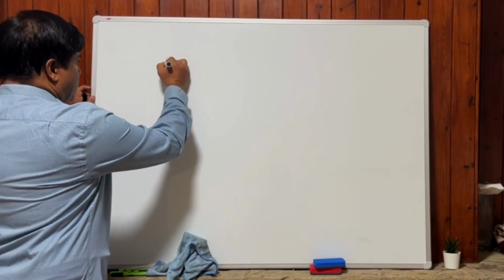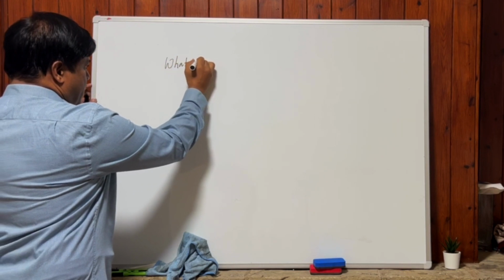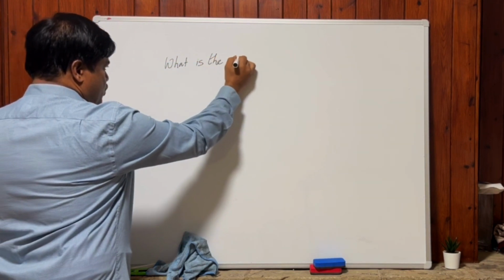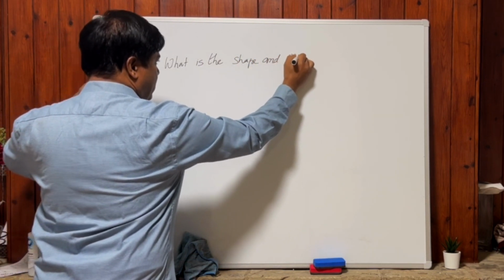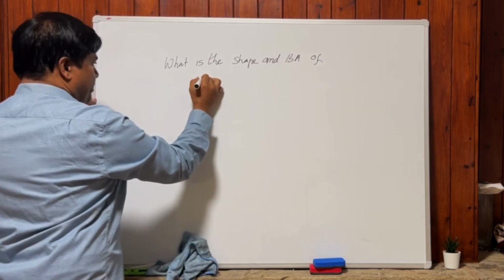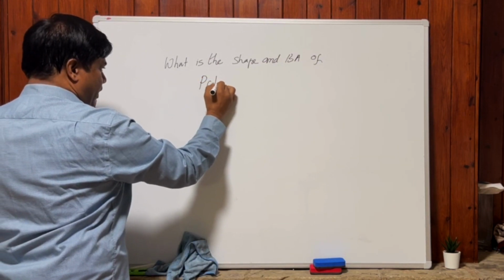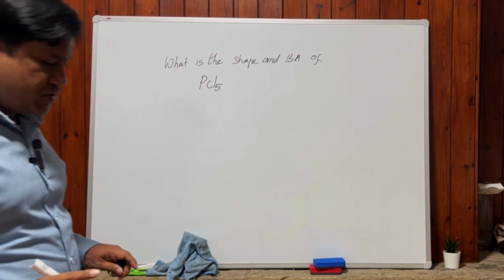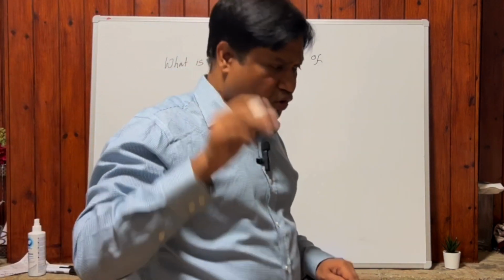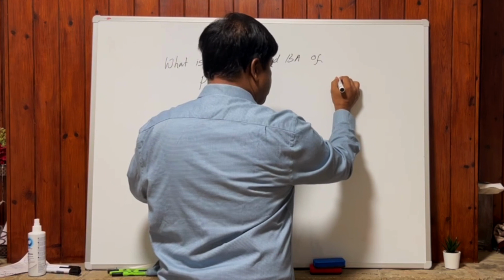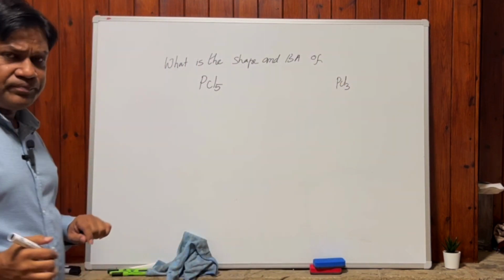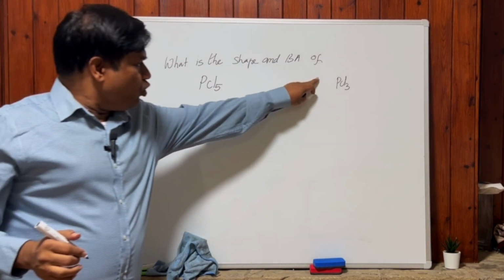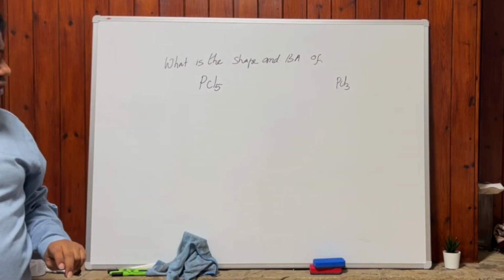Yeah. Now, one more. Look at that. What is the shape and bond angle of PCl5? PCl3 we have discussed. PCl3, 1 lone pair, 3 bonded pairs of electrons. We've already discussed PCl3 when I discussed group 5 elements. 1 lone pair and 3 bond pairs, trigonal pyramidal.